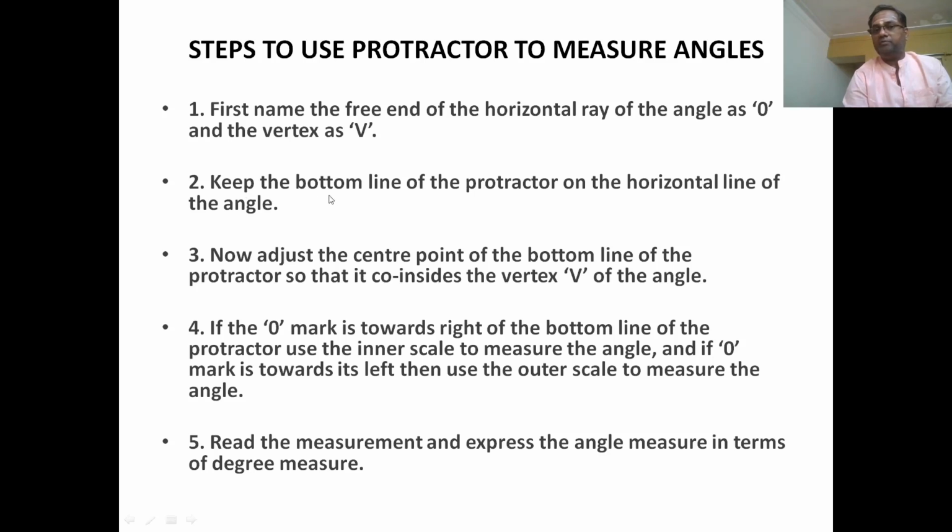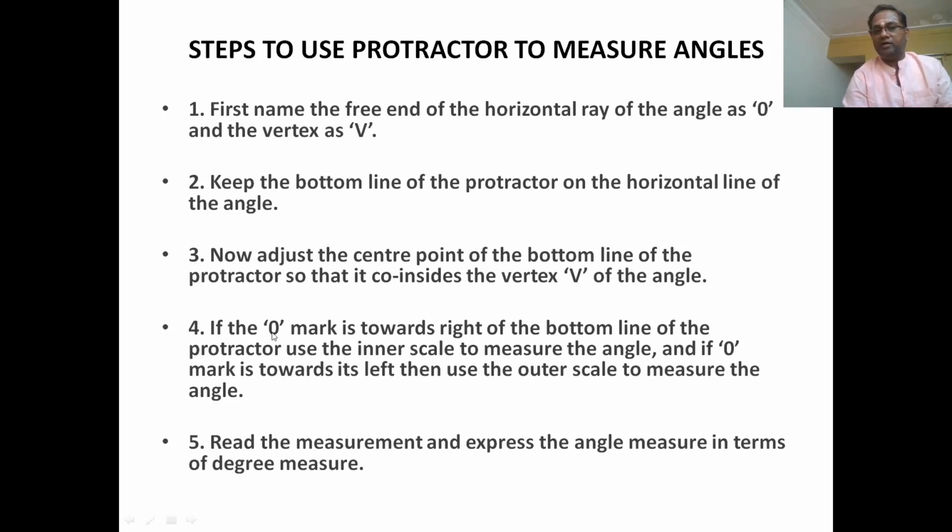Now keep the bottom line of the protractor on the horizontal line of the angle. The bottom line of the protractor should be kept on VO, the ray VO. Now adjust the center point of the bottom line of the protractor so that it coincides with the vertex V of the angle.